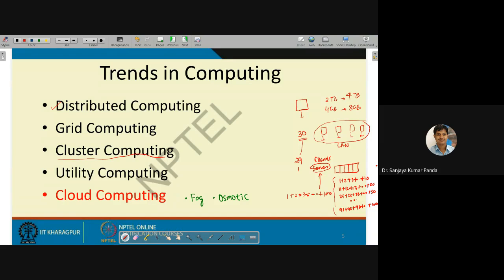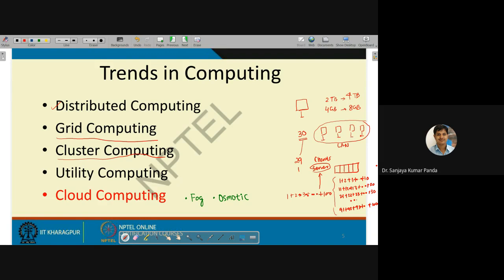Like you can check your configuration with your friend's configuration. It is different, right? But both of you may have purchased the same model at the same time. At that time they are the same, but over a period of time the configurations change. Okay. If you want to integrate such systems where there are different architectures, we call that a grid computing system.